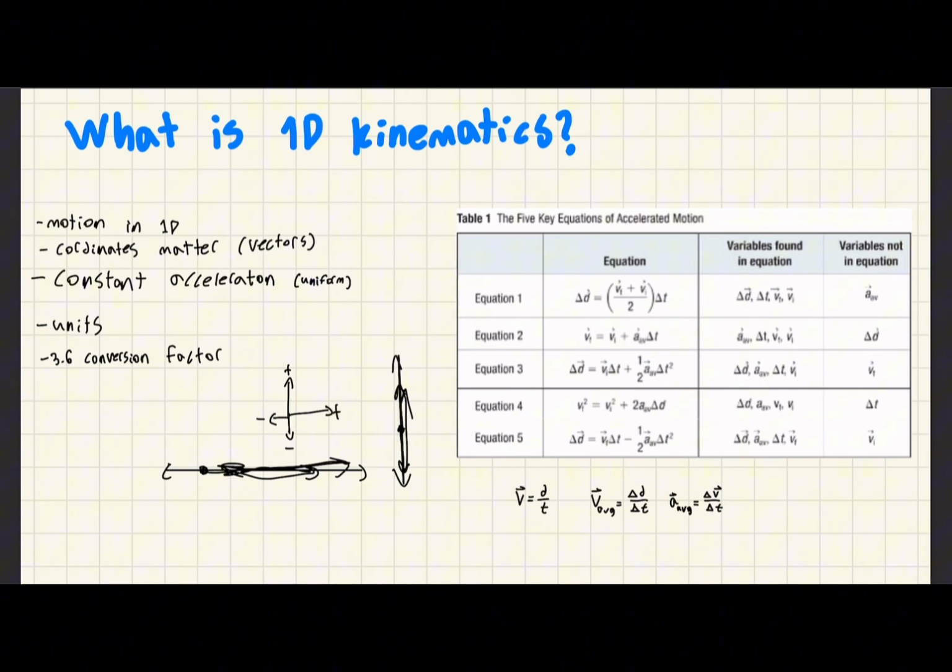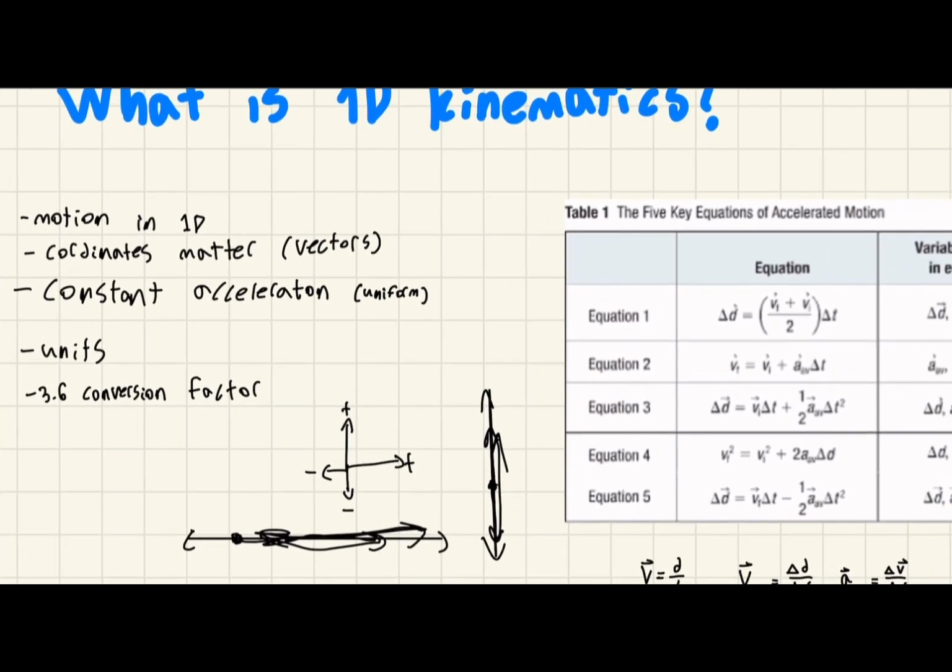The next key point is units are crucial because when we're dealing with 1D kinematics, these equations all have base units. So we have to remember our base unit for time is going to be seconds. Our base unit for displacement is going to be meters. For velocity, it's going to be meters per second. And for acceleration, make sure these are all vectors, it's going to be meters per second squared.